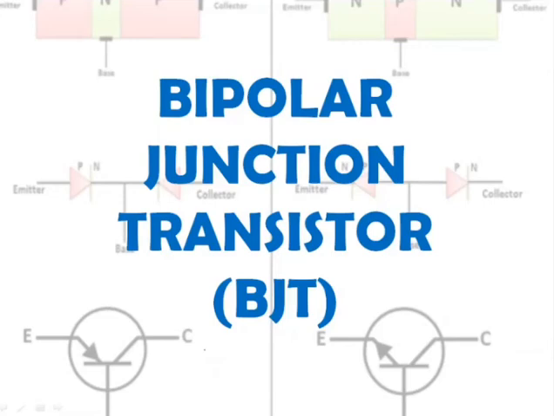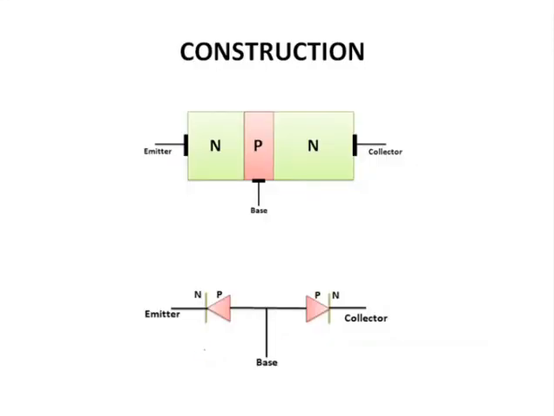Hey everyone, welcome again. I'm back with another topic on BJT, that is Bipolar Junction Transistor. It is a three-terminal device and it can be classified as NPN and PNP. Here you can see this diagram is for NPN type of transistor, and what does this NPN signify? It signifies the type of doping in that region.